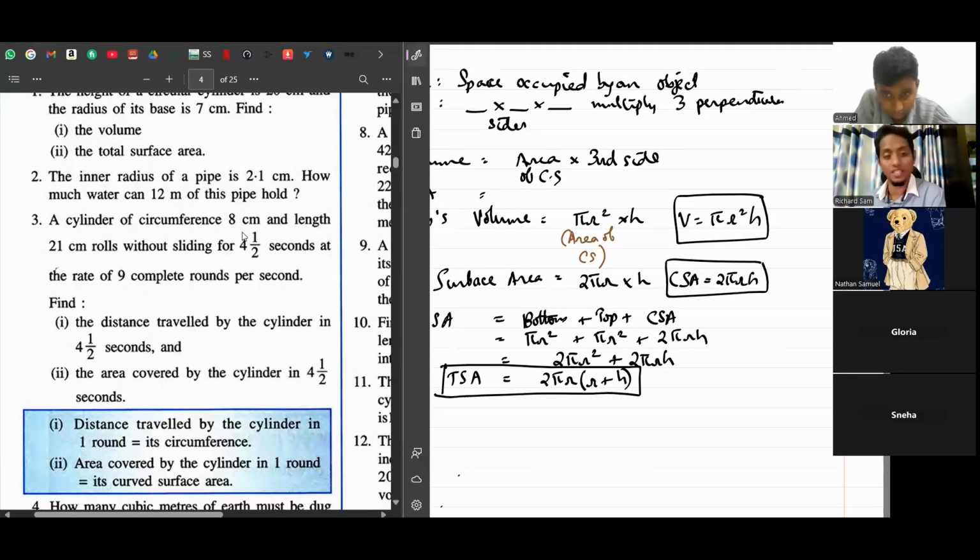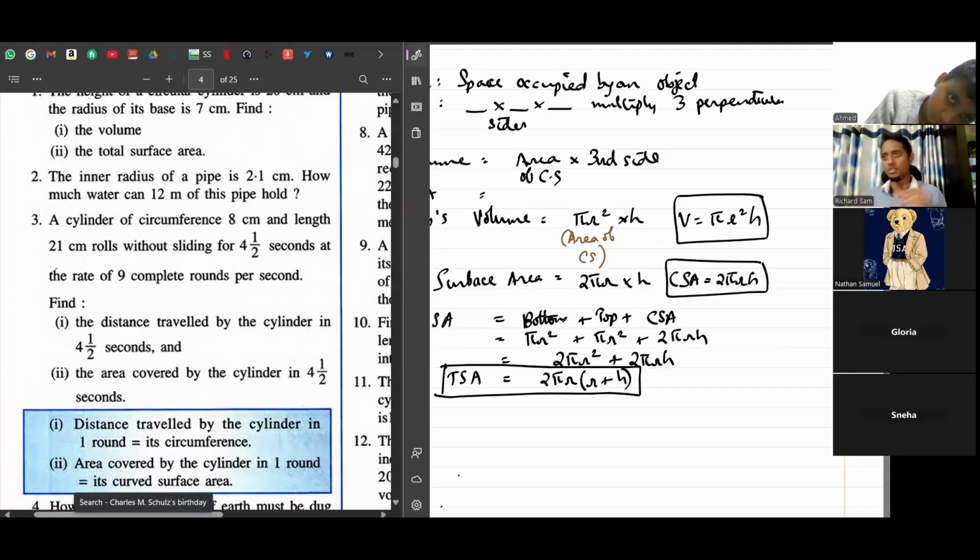A cylinder of circumference 8 and length 21 rolls without sliding for 4.5 seconds at the rate of 9 complete rounds per second. See, now they have something to do with speed also. Find the distance traveled by the cylinder in 4.5 seconds and the area covered by the cylinder in 4.5 seconds. Okay, so you have to understand the concept that when something rolls, the distance it covers will be equal to the circumference of that circle. You understand? The distance it rolls in one rotation will be the circumference of the circle. So like that, you have to convert circumference into distance.